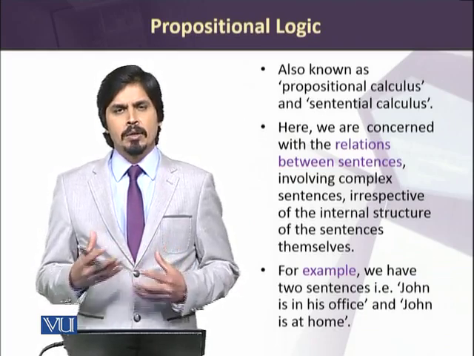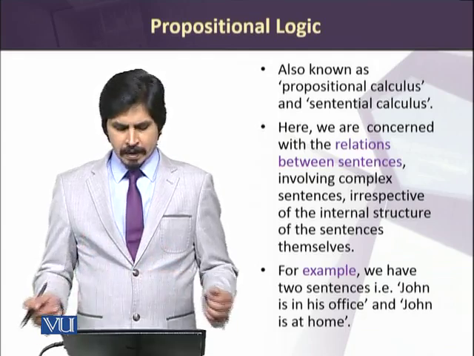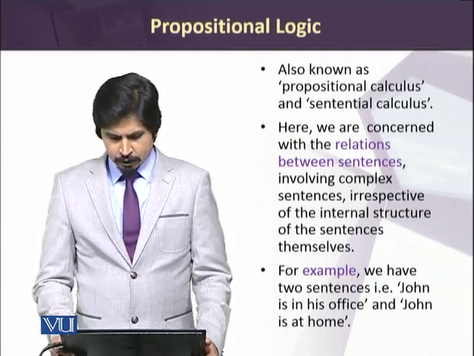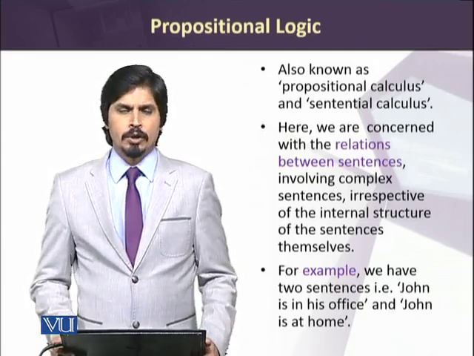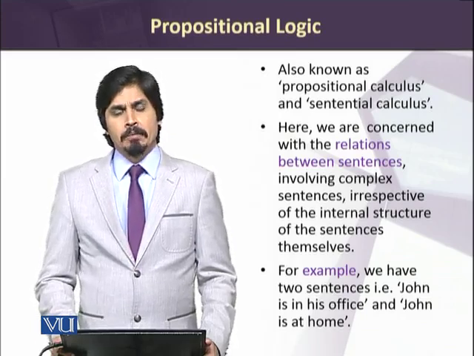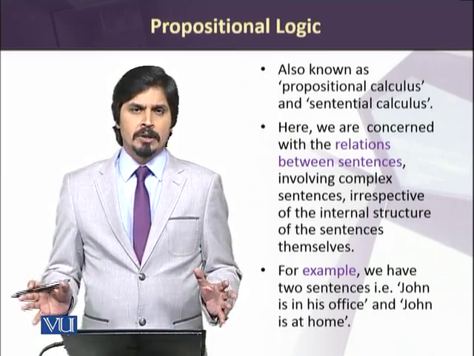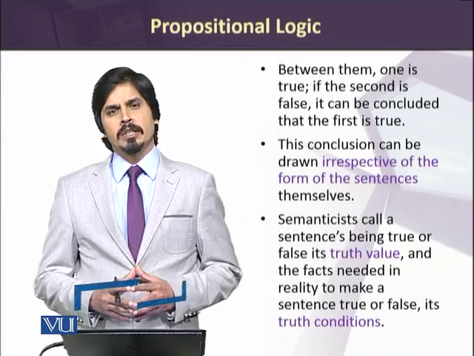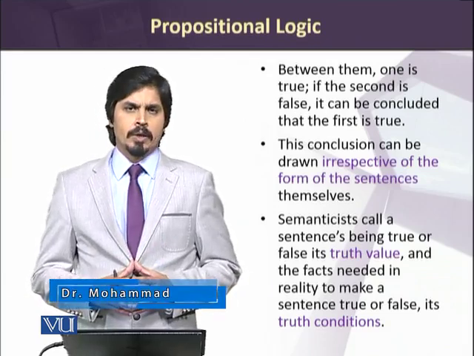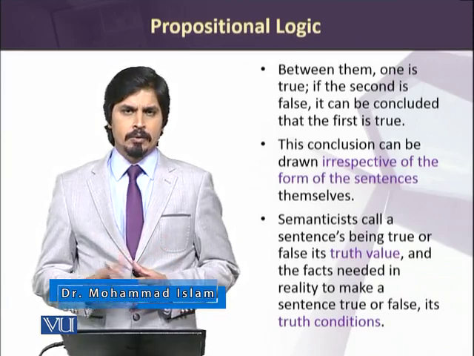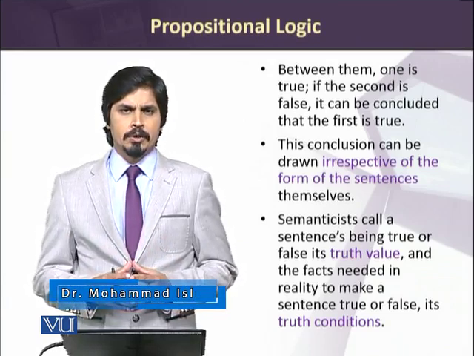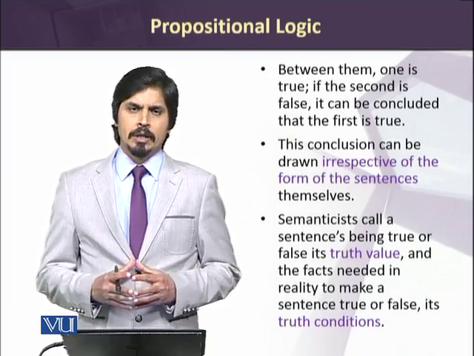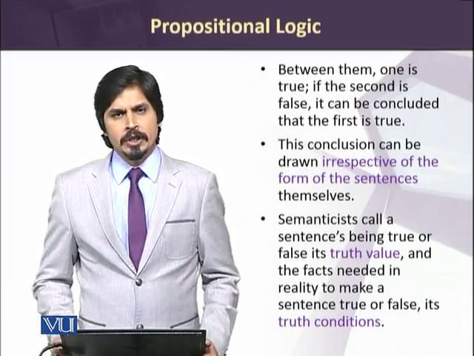We need to understand how they are built and what they mean. For example, if we have two statements in front of us, John is in the office and John is at home, we can, from even a commonsensical perspective, assume that only one of these can be correct at one time. Both cannot be correct. For example, if P is correct, which is the first argument, then Q is incorrect. And if Q is correct, then P is incorrect. So both cannot be correct simultaneously.